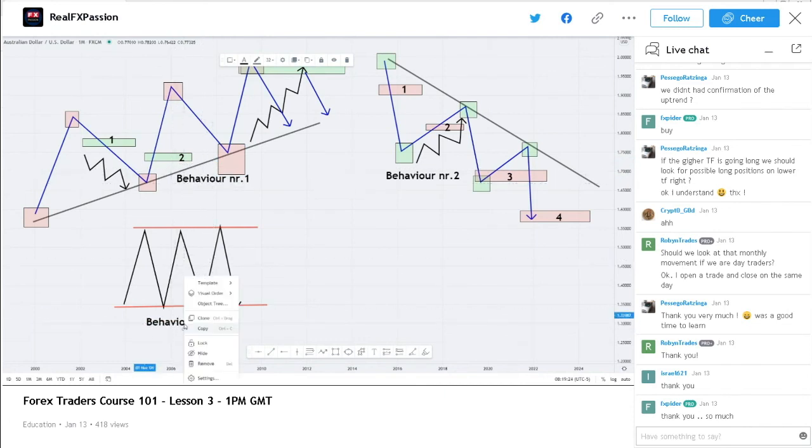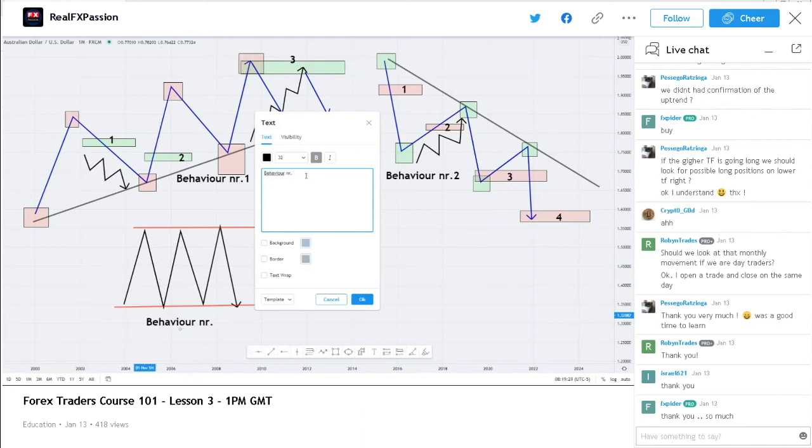Down in here. How would you trade this one, everybody? How would you trade market behavior number 3?